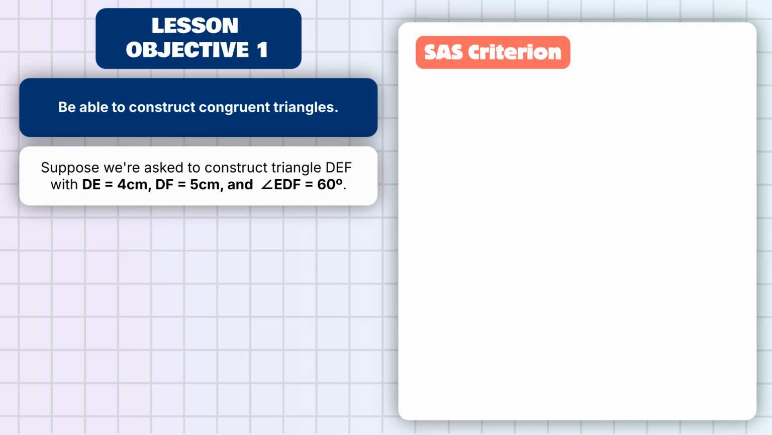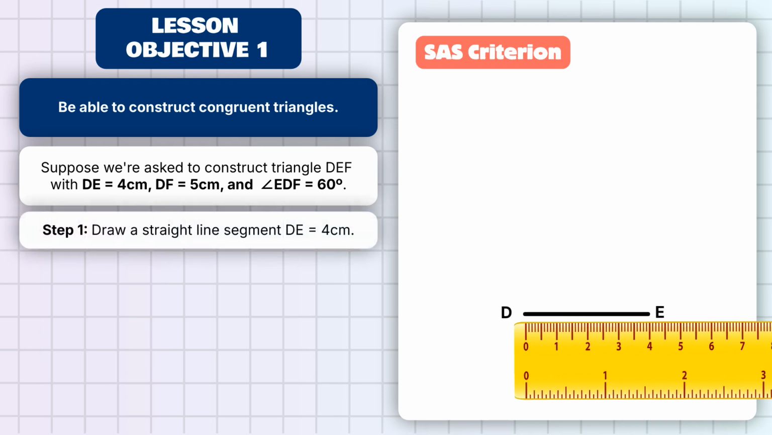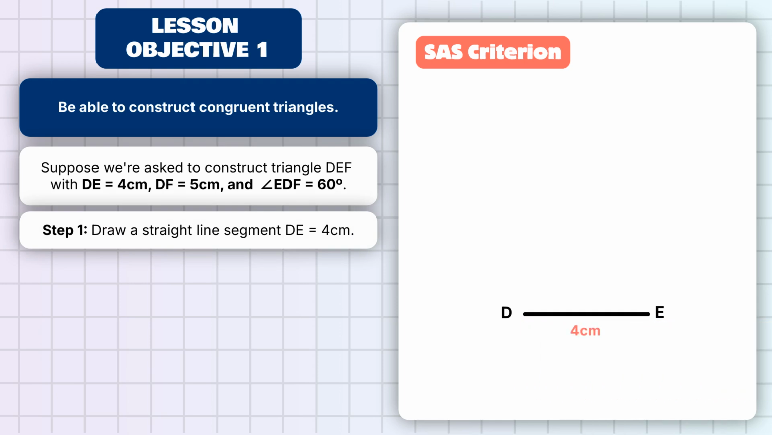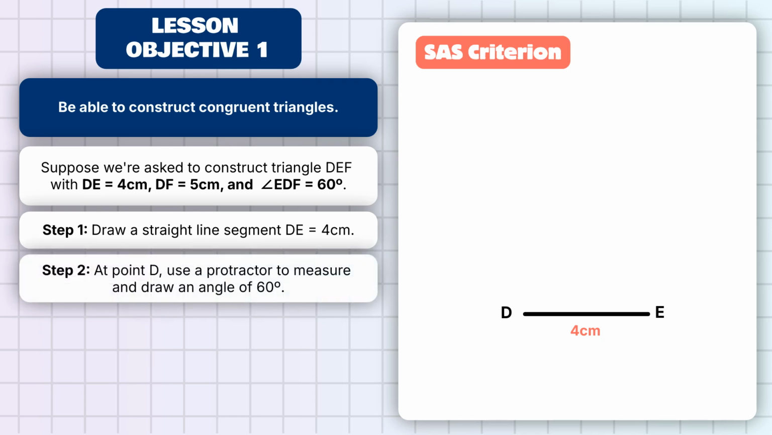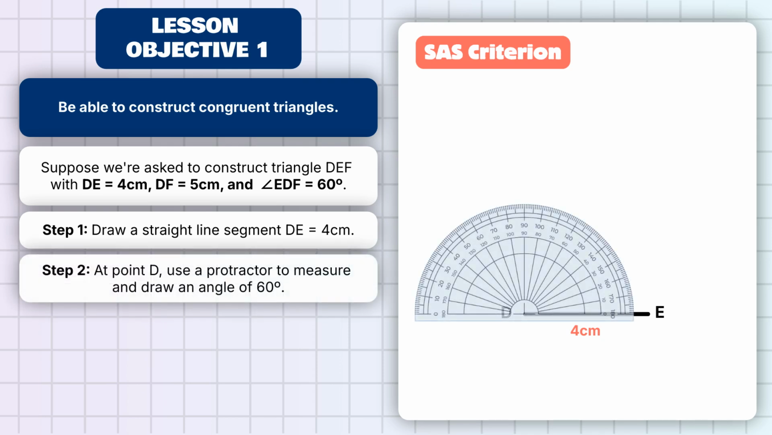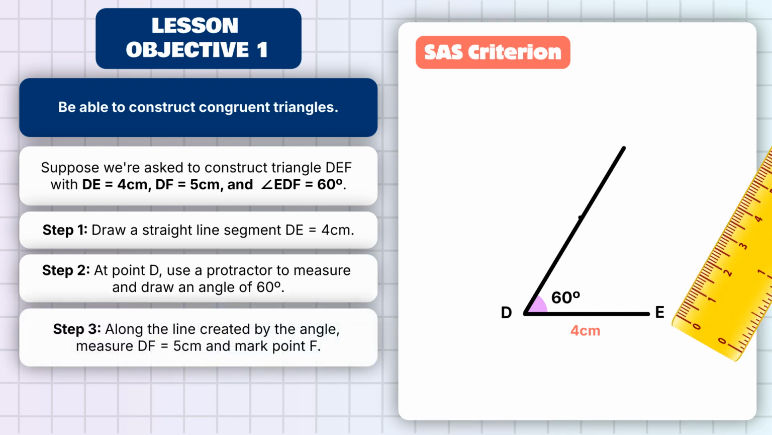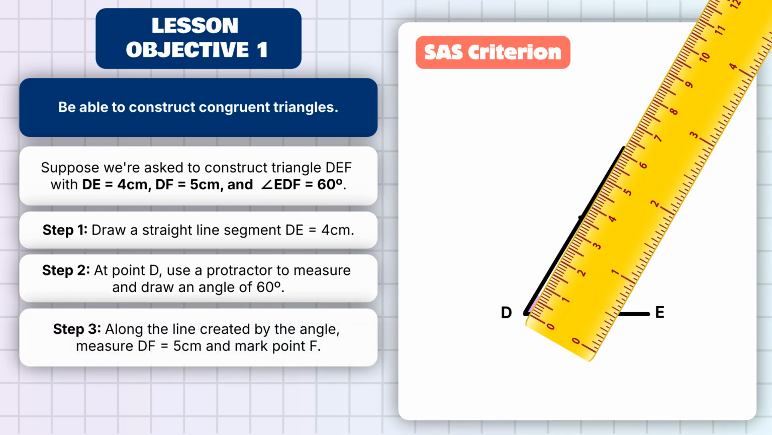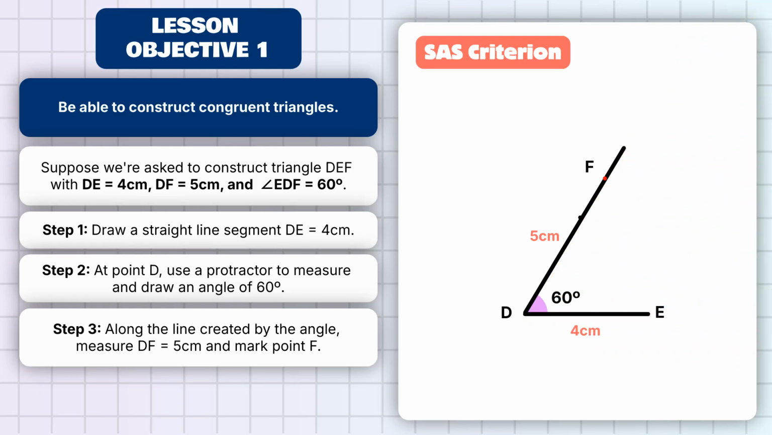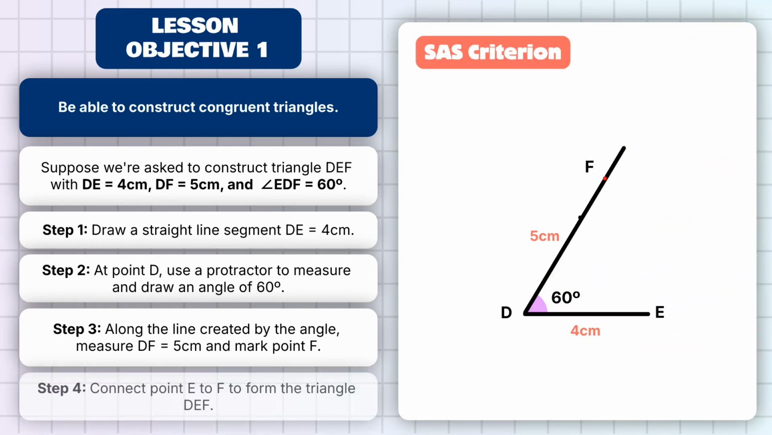Similar to our last example, step 1 is to draw a straight line segment DE equals 4 centimeters. Now for step 2. At point D, use a protractor to measure and draw an angle of 60 degrees. Turning to step 3, along the line created by the angle, measure DF equals 5 centimeters and mark point F. Finally, step 4 is to connect point E to F to complete the triangle DEF.